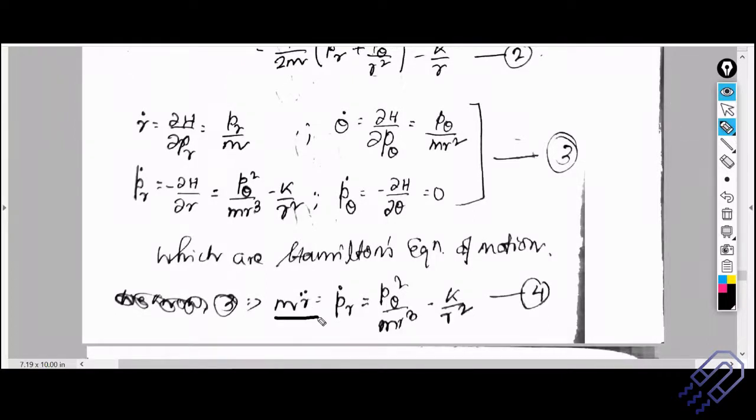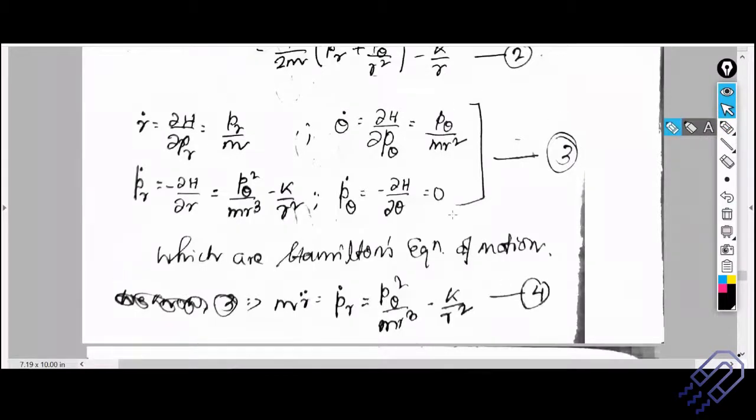We can write m r double dot, equal to pr dot, equal to, from here, we'll take this equation, which is p theta squared by m r cubed minus k by r squared. And you know pr is nothing but m r dot, so pr dot will be m r double dot, so that the physical significance or the dimensionality will remain the same. That's momentum, so obviously this has to have the dimension of momentum, right? That's true. So what's our next step?